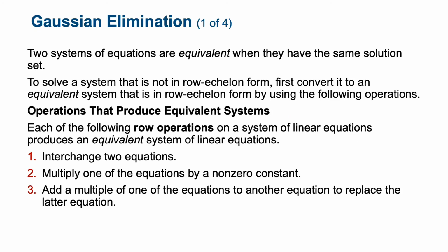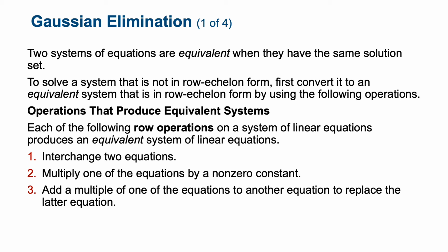Next, Gaussian elimination. 2 systems of equations are equivalent when they have the same set of solutions. So if you want to solve a system that is not in row echelon form, you can convert it to an equivalent system of linear equations in row echelon form by using these operations. So how do we get equivalent systems? Here are a couple of things that we can do to get our system of equations into row echelon form.